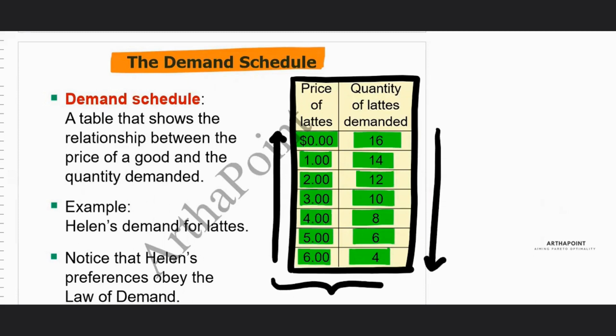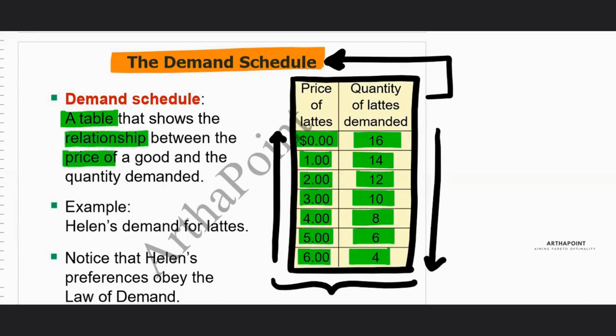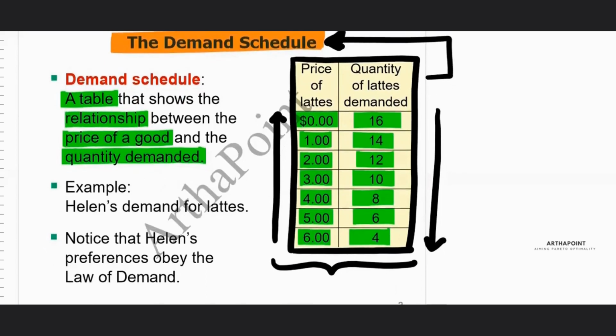When I show this in a tabular format, that table is known as the demand schedule. So what is a demand schedule? It's basically a table that shows the relationship between the price of a good and the quantity demanded of a good. At what price, how much will I be willing and able to consume, that relationship is known as the demand schedule.